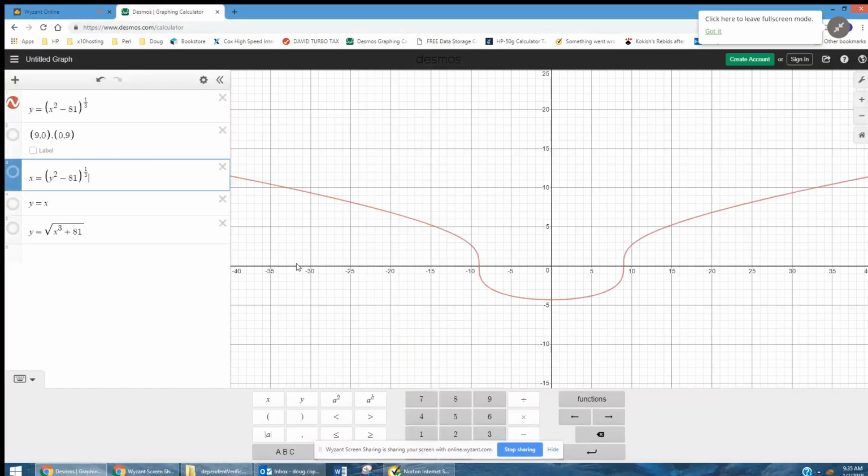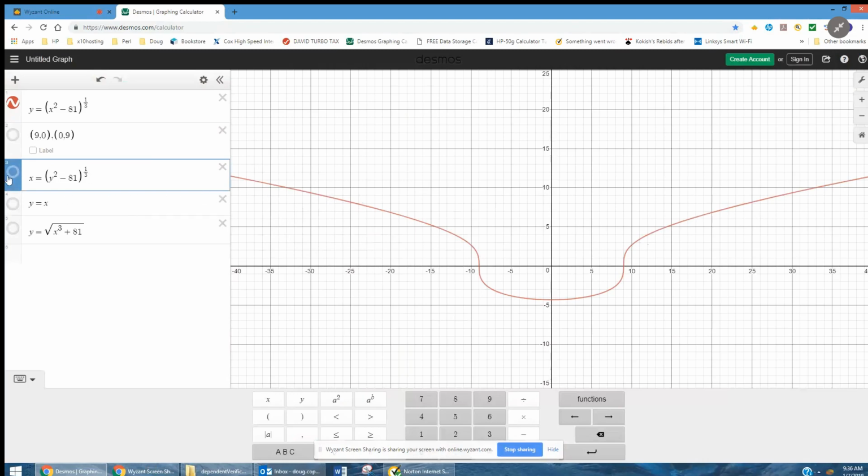The red graph is the graph of y equals the cube root of x squared minus 81, and it is a function because it passes the vertical line test. But the truth is it doesn't have, as defined, an inverse function because it doesn't pass the horizontal line test.